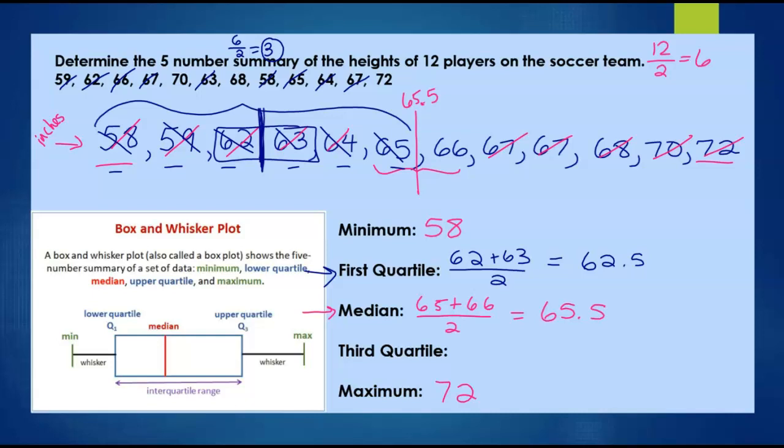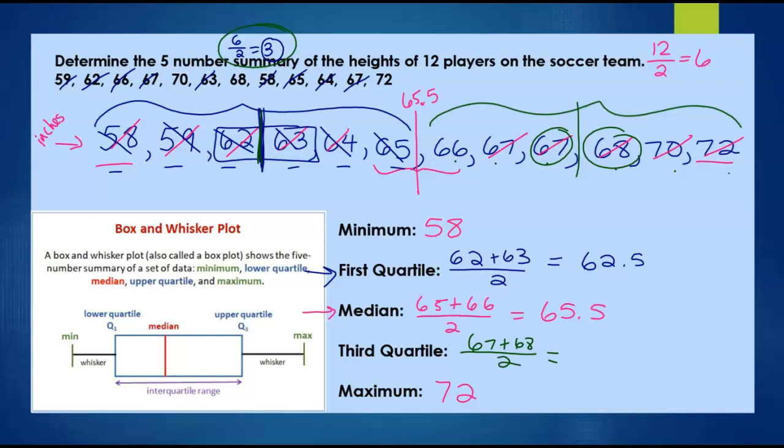The third quartile, I better be doing the same kind of thing as that first quartile. I've got 6 data points to the right, so I can do 6 divided by 2, which is 3. 1, 2, 3 from the left, 1, 2, 3 from the right. I've got a tie, so I'm going to do the average. 67 plus 68 divided by 2 is 67.5.